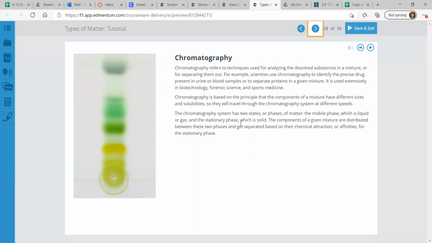And it's based on the principle that the components of a mixture have different sizes and solubilities. So they're going to travel through the chromatography system at different speeds. And the system has two phases of matter. You have the mobile phase, which is the liquid or gas, and the stationary phase, which is the solid. The components of a given mixture are distributed between these two phases and get separated based on their chemical attraction or affinities for the stationary phase.